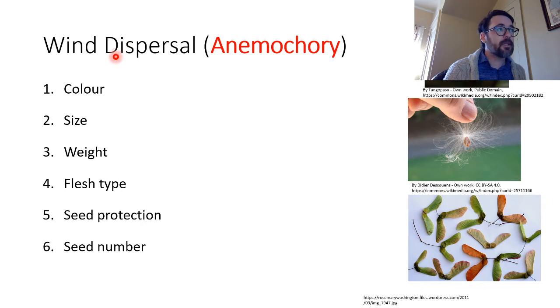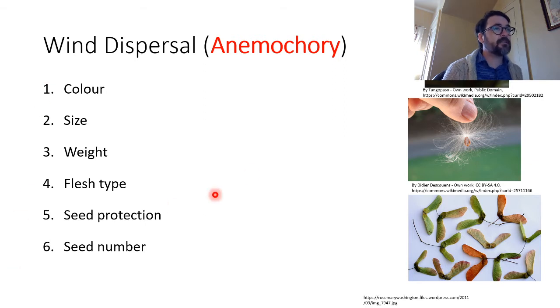So just like wind pollination, you can have wind dispersal of seeds, which is called Anemochory. So it's got the same prefix as anemophily, right? So the suffix changes, but the prefix is the same. So this should make your studying a little bit easier.